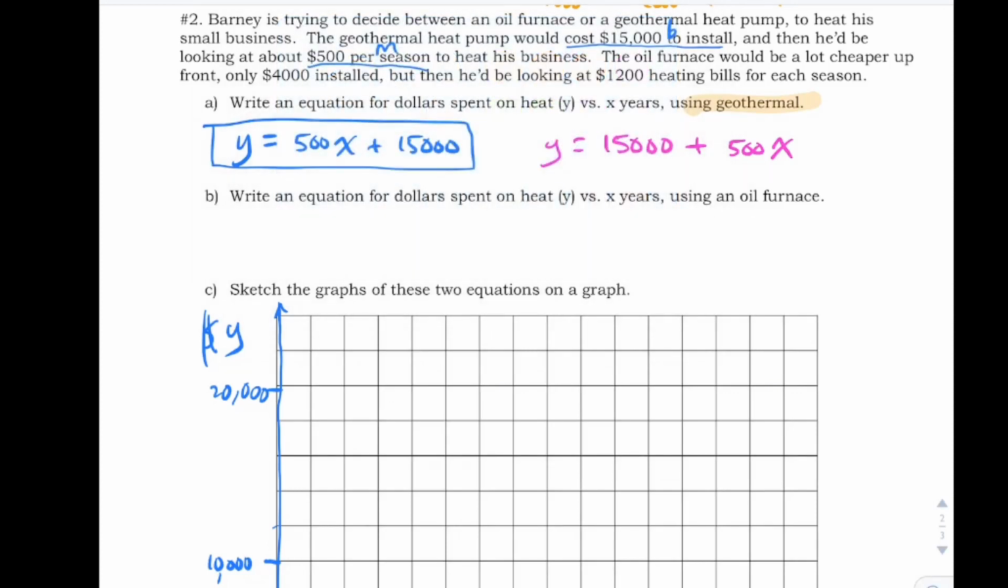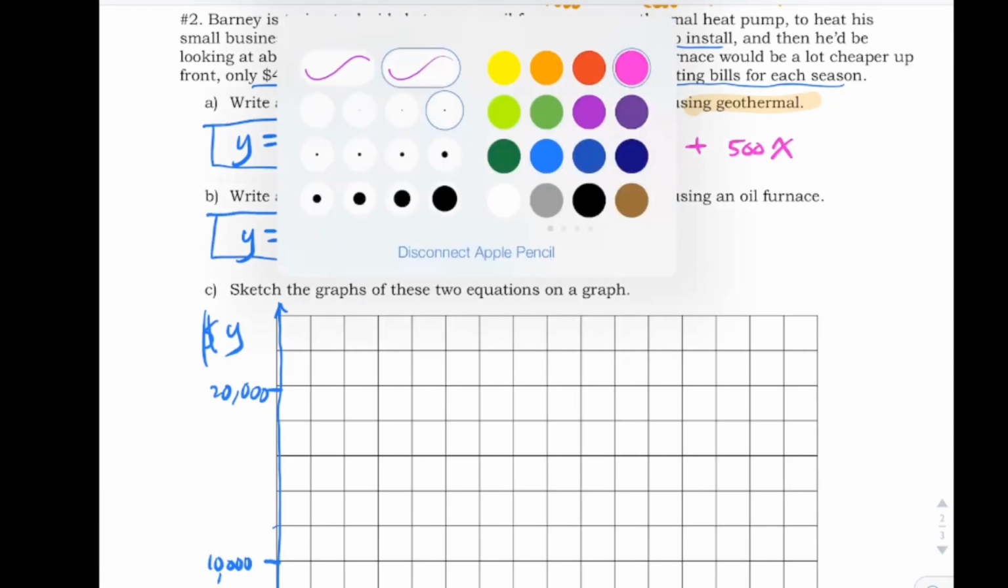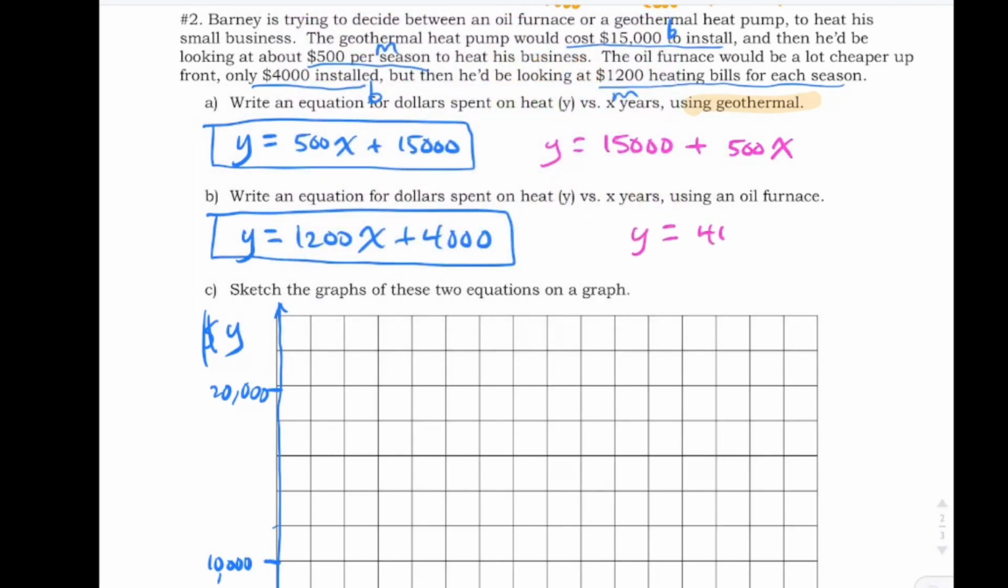Part B: write an equation for dollars spent on heat versus years using oil. Okay. So the oil was going to be $4,000 to start. That's our B. $1,200 each season. That's our M. So $1,200 times the number of years, because it's $1,200 every year, adding the $4,000 that you had to pay up front to get started with your oil furnace. Or again, you could just as easily think of it this way: first I have to spend $4,000, then I have to spend $1,200 every year, so I multiply 1,200 times the number of years. Same equation, just looks different.